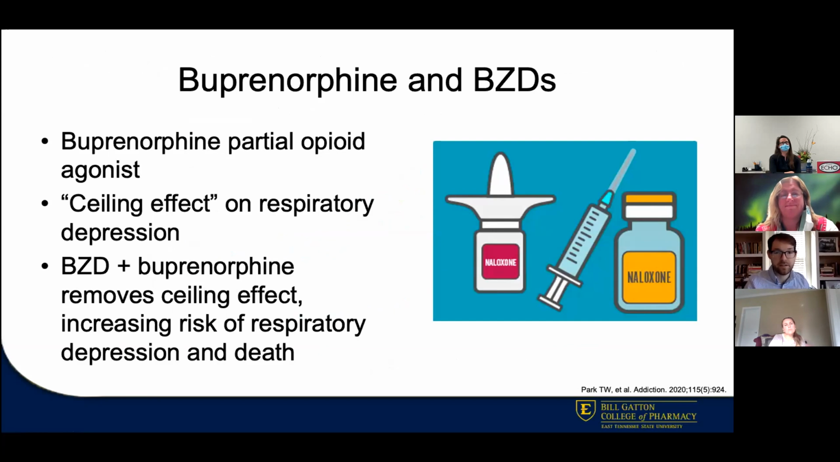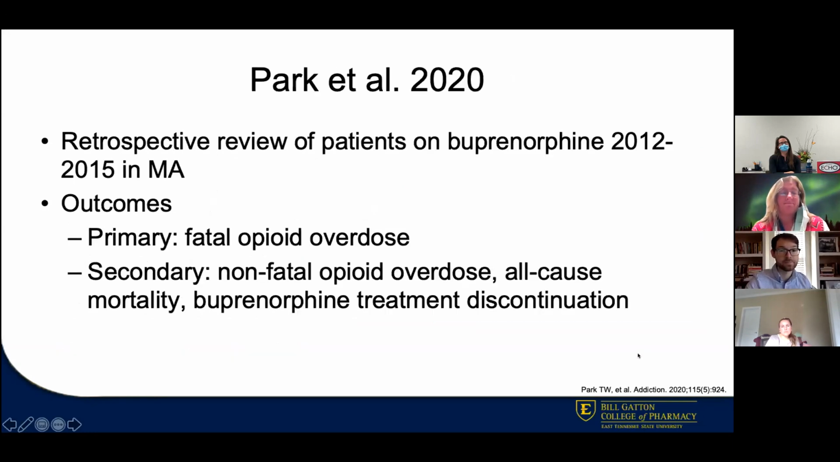So buprenorphine, as we know, is used to treat opioid use disorder and is a partial opioid agonist. It generally has kind of a ceiling effect on respiratory depression, which makes it relatively safe. However, if you add benzodiazepines onto buprenorphine, that can remove the ceiling effect and increase the risk of respiratory depression and death. Plug for naloxone there: making sure that pretty much any patient that you have on an opioid, including buprenorphine, has naloxone, but very, very definitely if they also have a benzodiazepine on board.